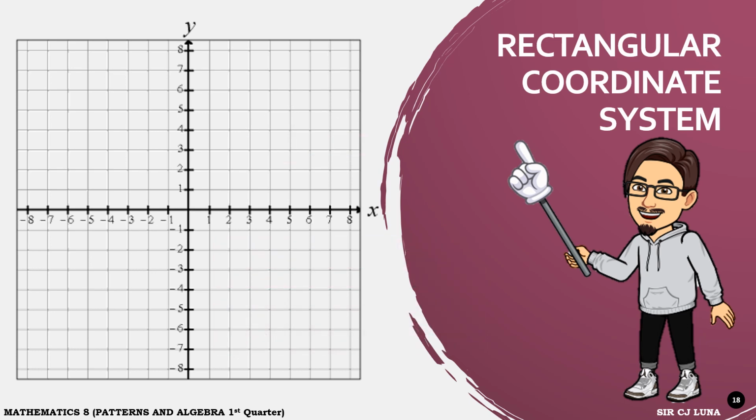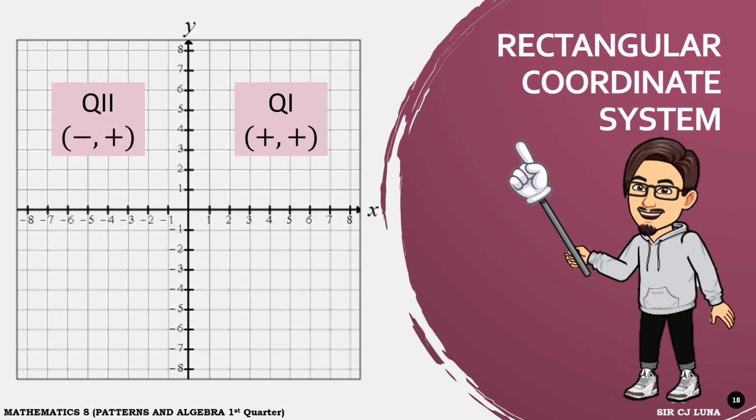The signs of the x-coordinate and y-coordinate of a point vary in the four quadrants. Kapag ang x-coordinate mo ay positive at ang y-coordinate mo ay positive din, then ang point mo ay makikita sa quadrant 1. Sa quadrant 2 naman ang point mo kapag ang x-coordinate mo ay negative at ang y-coordinate mo ay positive. Sa quadrant 3, parehong negative ang x and y coordinate.